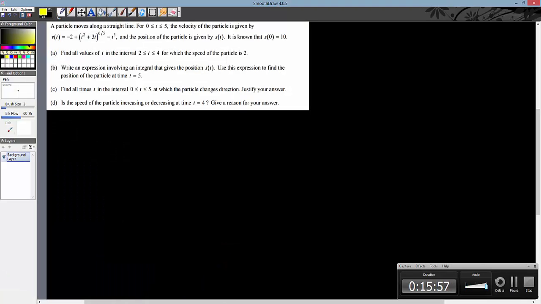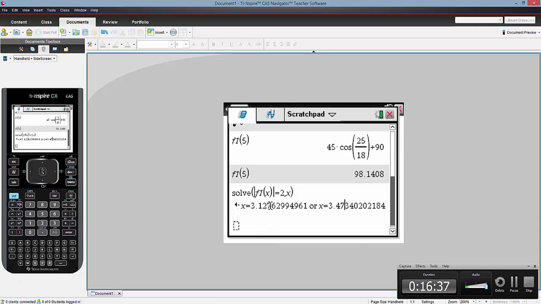So part A simply is on 2, 4, the absolute value of v of t is going to equal 2 at t equals 3.127 and 3.473. Now you don't have to put the absolute value of v equals 2, you could just say speed. I like to use this just so that they know that I know what I'm talking about. Okay, so if you didn't feel comfortable with this, it's perfectly fine.